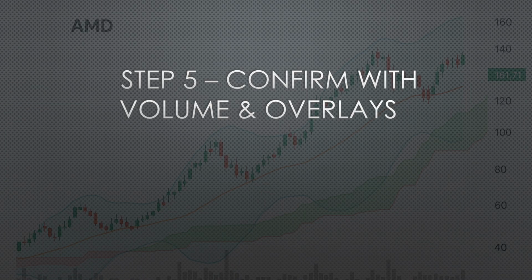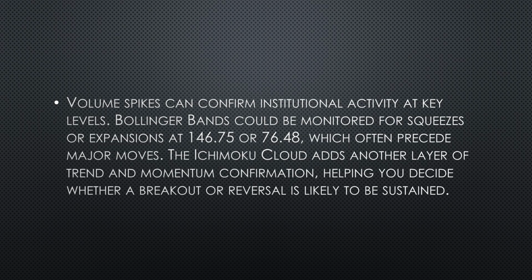Step 5. Confirm with volume and overlays. Volume spikes can confirm institutional activity at key levels. Bollinger Bands can be monitored for squeezes or expansions at 146.75 or 76.48, which often precede major moves. The Ichimoku cloud adds another layer of trend and momentum confirmation, helping you to decide whether a breakout or reversal is likely to be sustained.